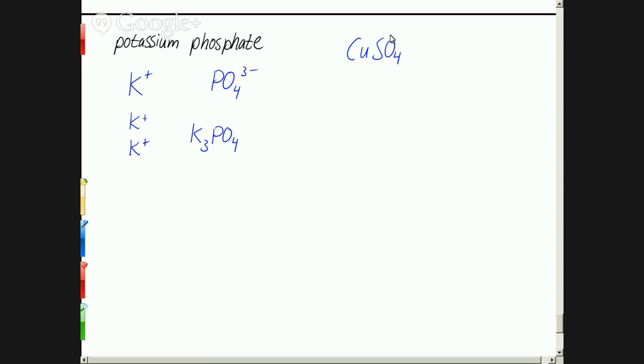Anybody feel confident about this yet? What's the charge on copper? We don't know, right? Copper's in the middle. Copper's a transition metal. So we don't know the charge on copper. So how do we figure it out? Well, it's SO4 minus 2. So you need 2 copper. Right, so copper must be 2.